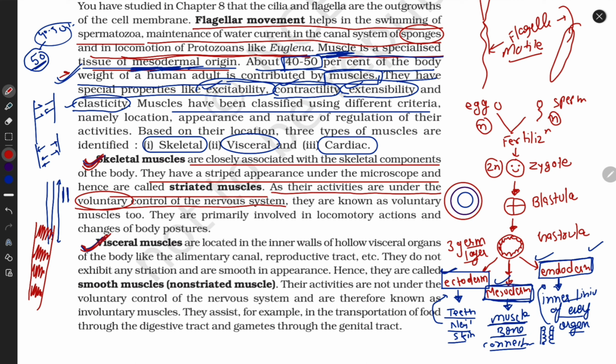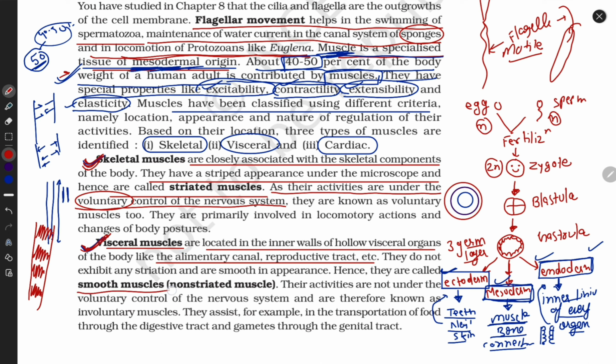But visceral muscles are located in the inner wall of hollow visceral organs like the alimentary canal, reproductive tract, etc. If you take your food, you can engulf it. After engulfing the food, you can't do anything. Food travels automatically by visceral muscles to the food pipe, to the stomach, from stomach to small intestine to large intestine. You can't control these processes because these organs contain visceral muscles.